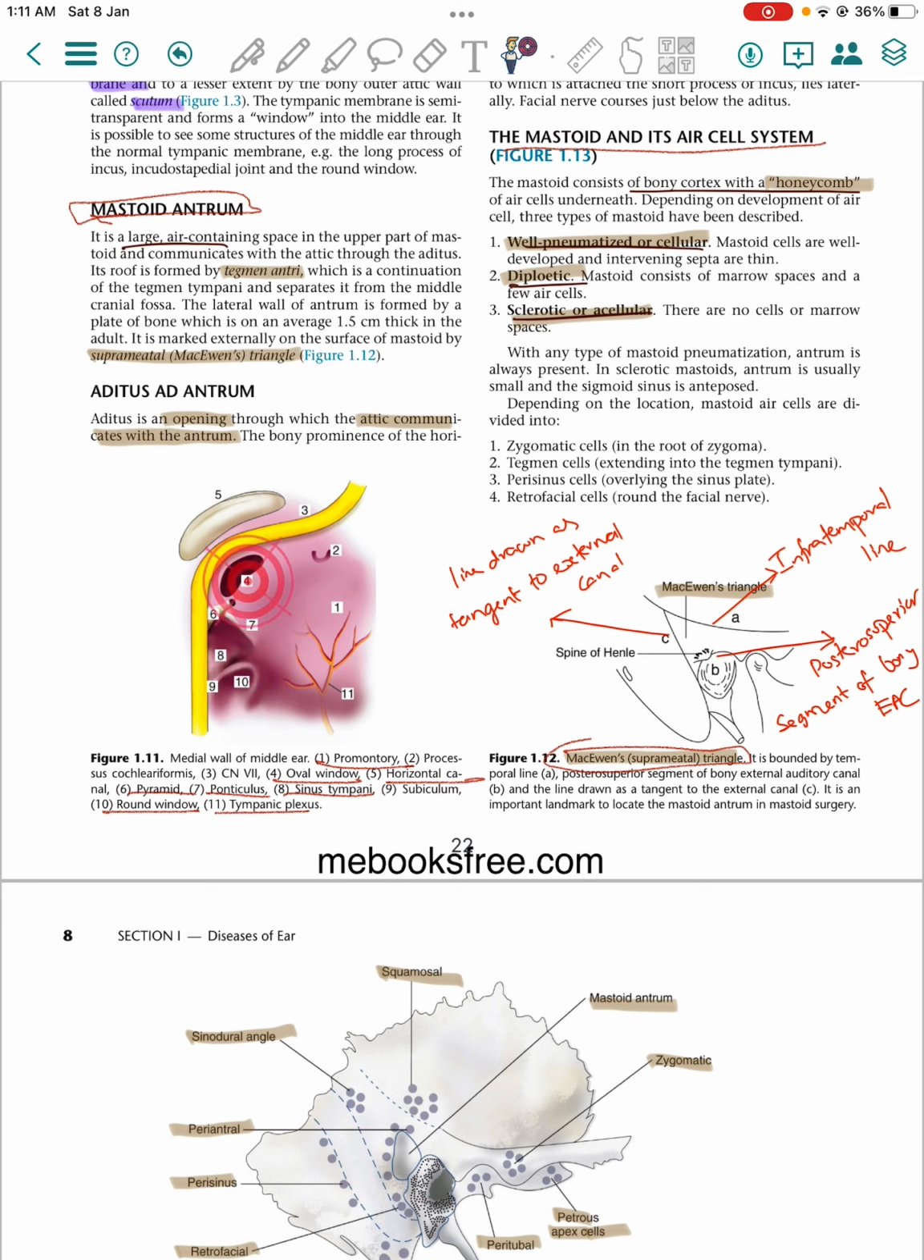Then you can see the oval window. This is not the oval window. Okay guys, you can see the pyramid of the posterior wall. Okay guys, before that we need to see an important clinical aspect.